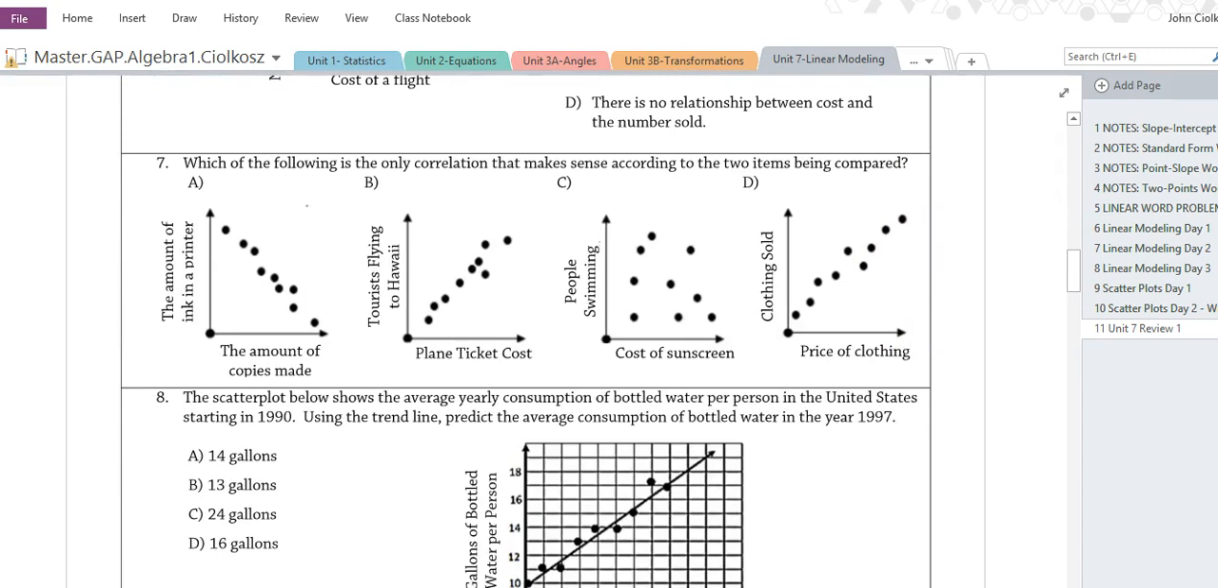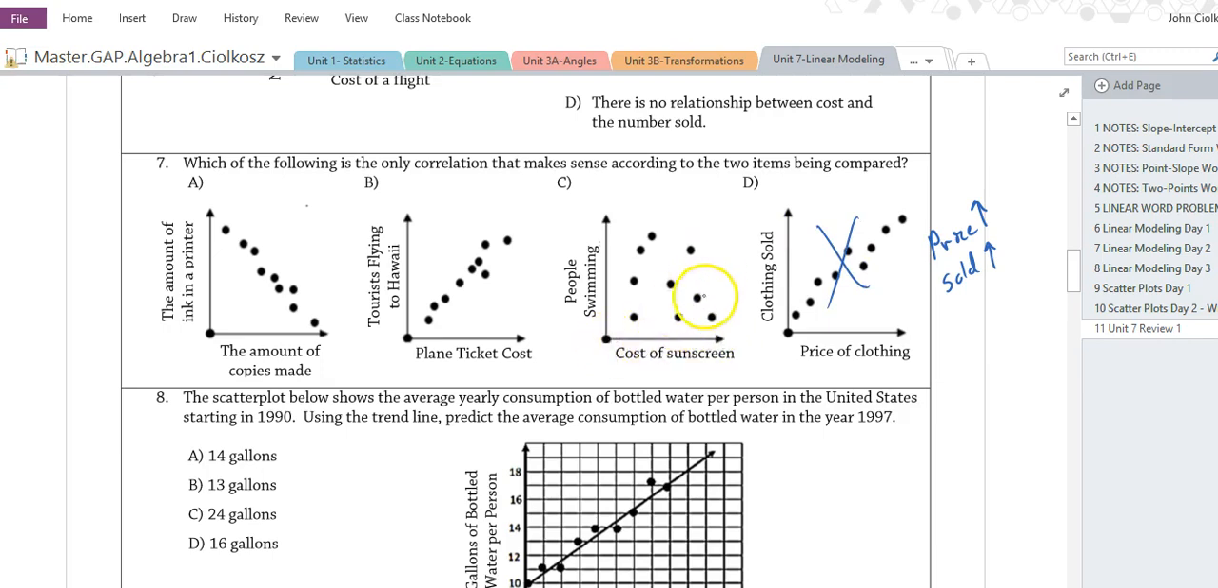Okay, which one here makes sense? So, let's see here. Let's start with D. So this is saying as the price goes up, clothing sold goes up. That doesn't really make sense. So no, that's not an answer, right? If the price is going up, you're probably going to sell less things.